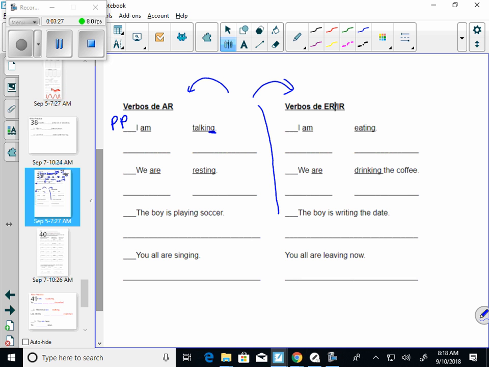Now, the I am is lo que hemos hecho. We've done I am forever. What form of estar is I am? Estoy. Es muy floja, I'm going to be lazy. I'll tell you what, I'll put this over here. You can have the yo if you want to, but you don't have to. So, estoy.